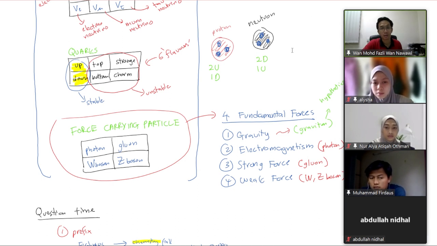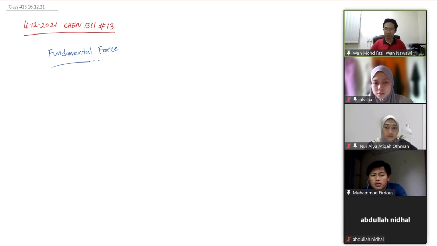Okay, we will touch also on gravity. And we will also touch a little bit on strong force and weak force, so that you can get a generic idea about all these forces. Okay, so let's go here. So we have the fundamental forces. Let me recap here.